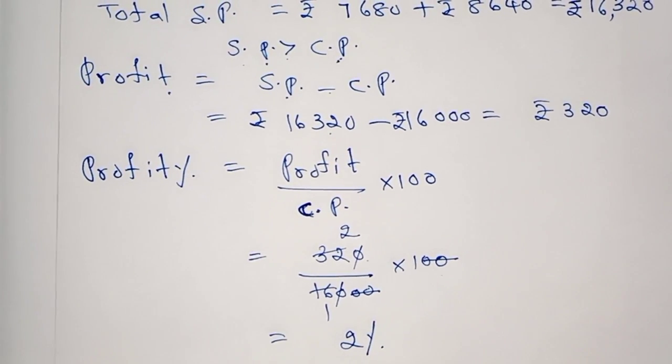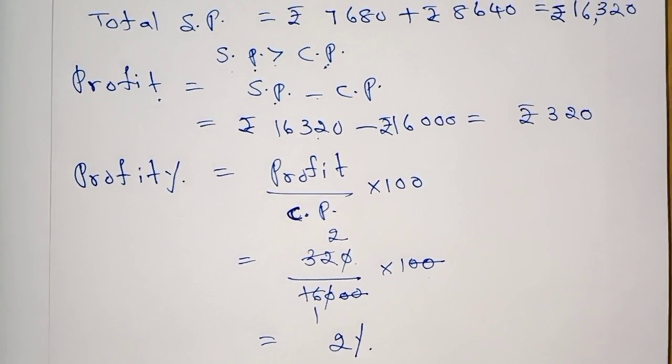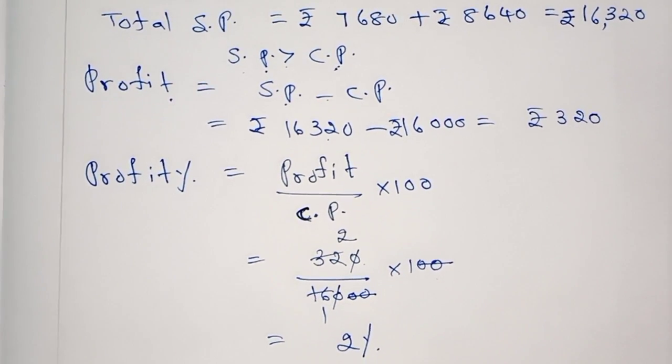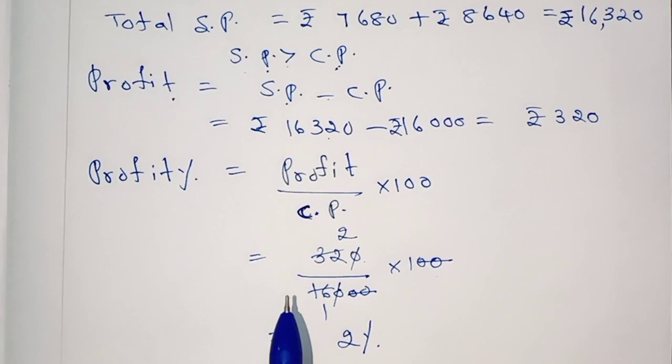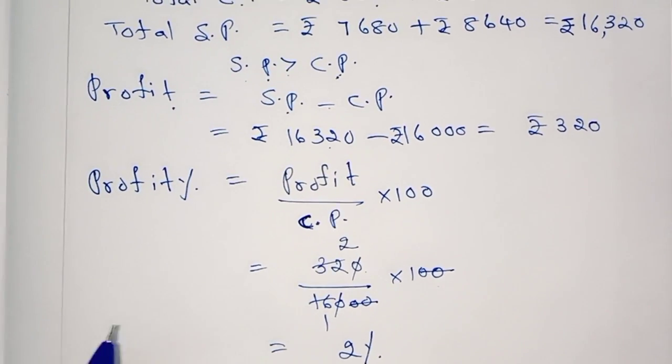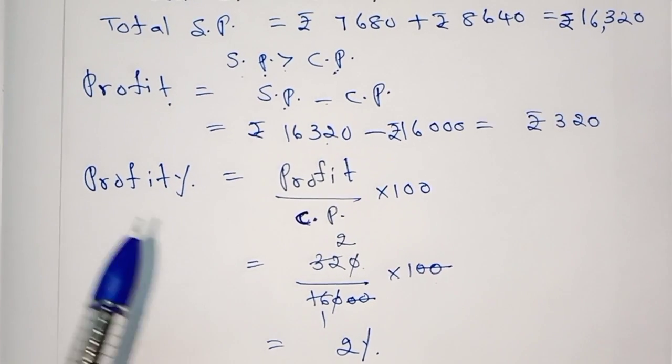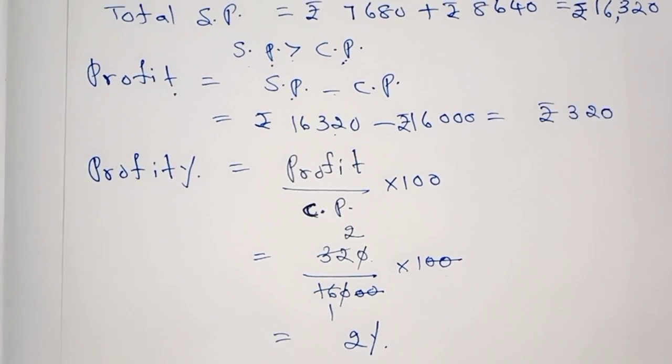So what is it, a gain or loss? That is the question. Is it a gain or loss on the whole transaction? And also find the percentage. So it is a profit on the whole transaction. And what is the profit percent? 2%.